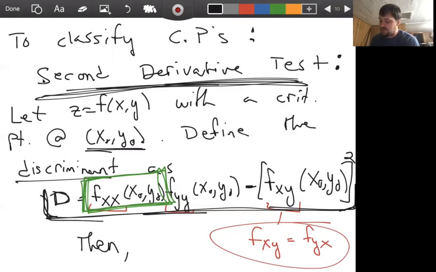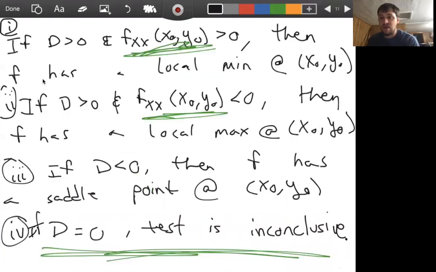You calculate this discriminant for every critical point you have, and then you come to the second derivative test, this page of cases here, and you see where your values fit. If your discriminant and the second derivative with respect to x are both positive, then f has a local minimum at this critical point. If the discriminant is positive, but the second derivative with respect to x twice is negative, then f has a local maximum at the critical point (x naught, y naught). If the discriminant is negative, then f has a saddle point at the critical point. If D is 0, the test is inconclusive.